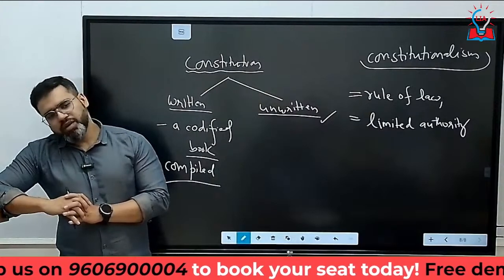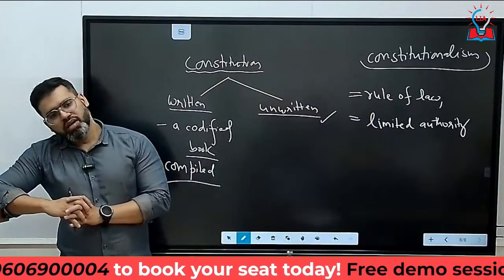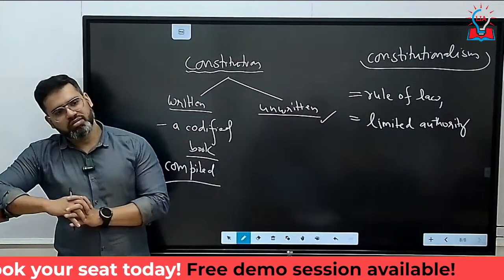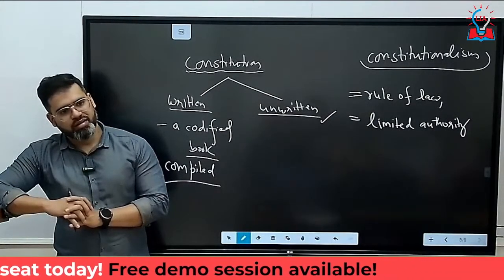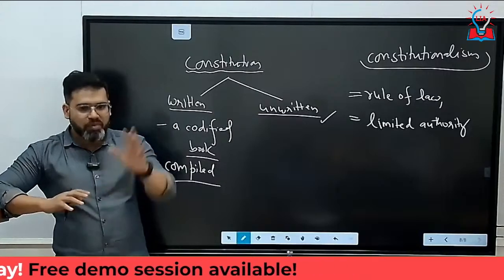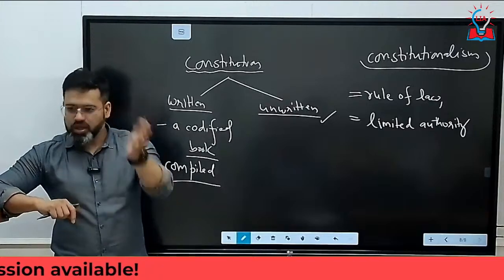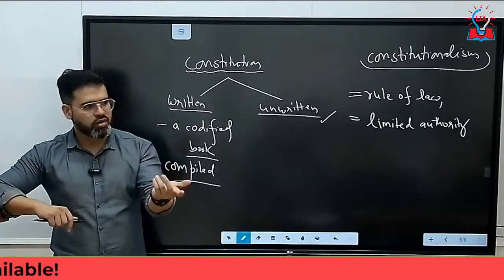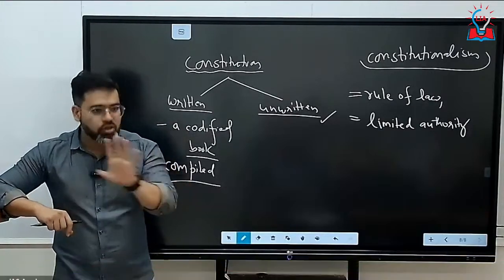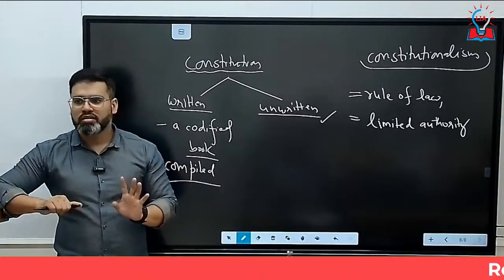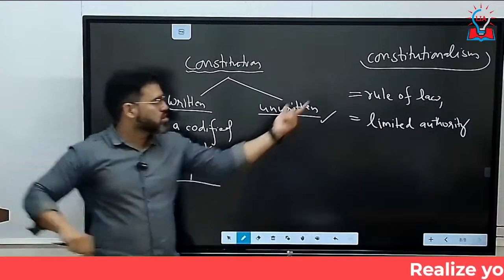Suppose Prime Minister is having unlimited authority. If Prime Minister comes and slaps you, you can file FIR or not? At least in paper, not in reality. But paper में तो है ही, yes, we can file FIR against Prime Minister also. Prime Minister also can go to the jail. Correct or not? So that means they are having a limited authority. That means there is a rule of law. Correct? So that is known as constitutionalism.